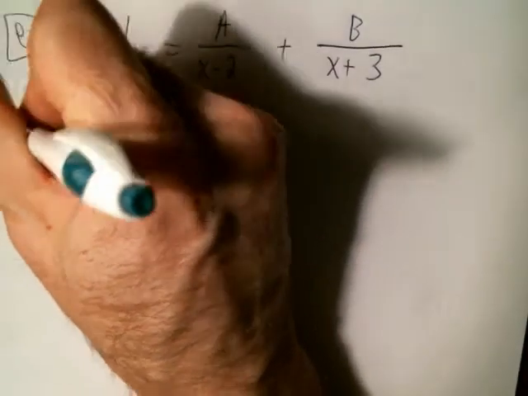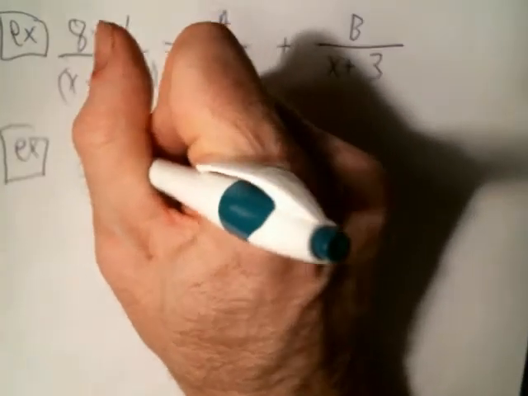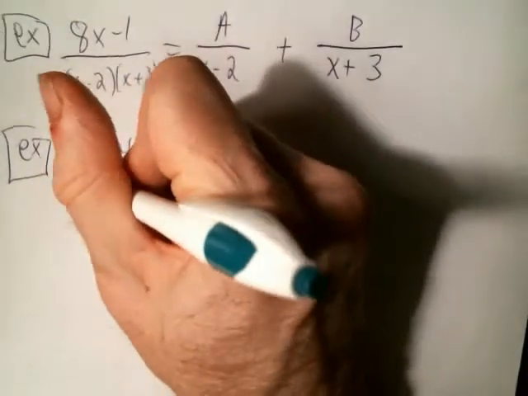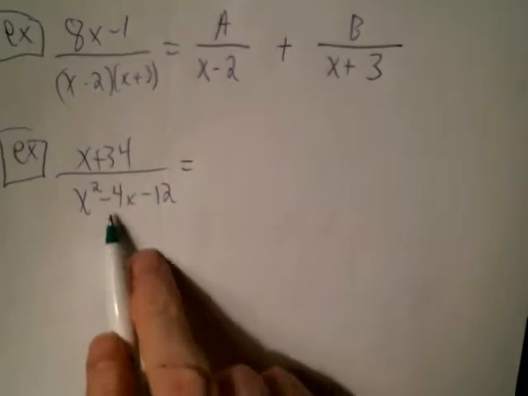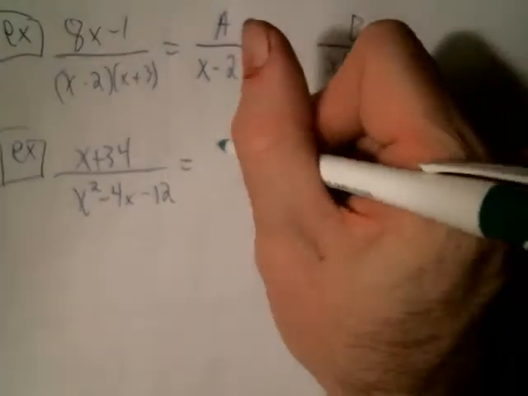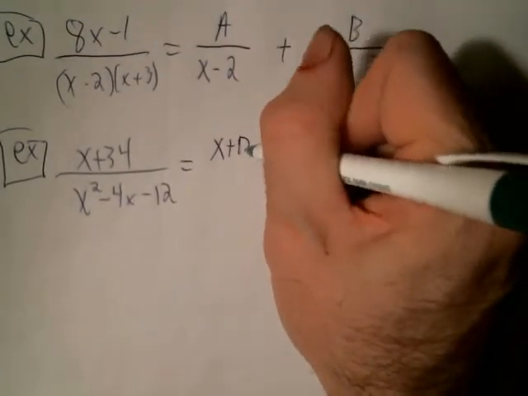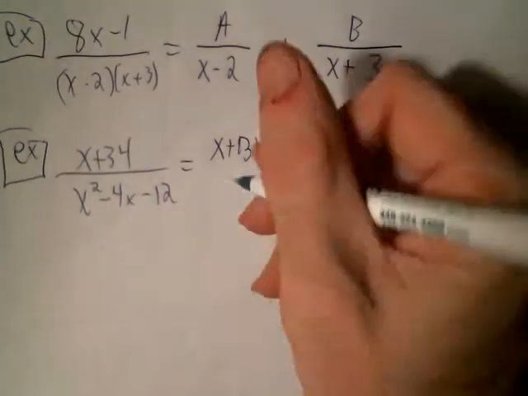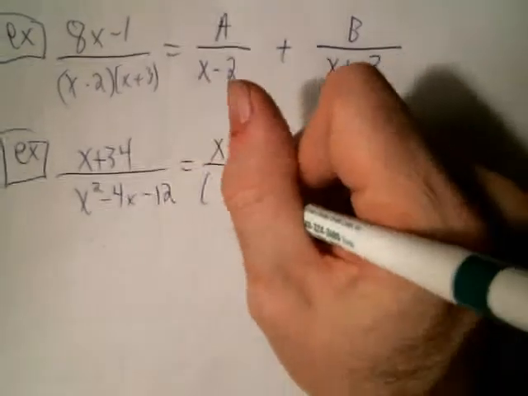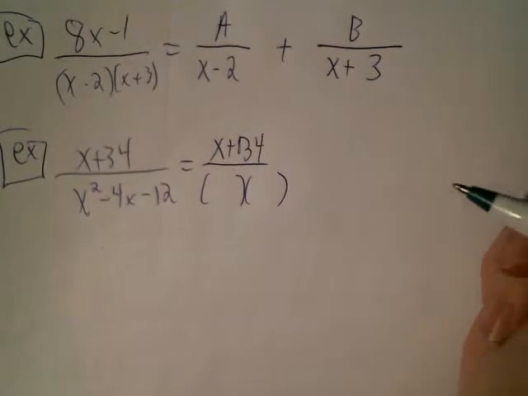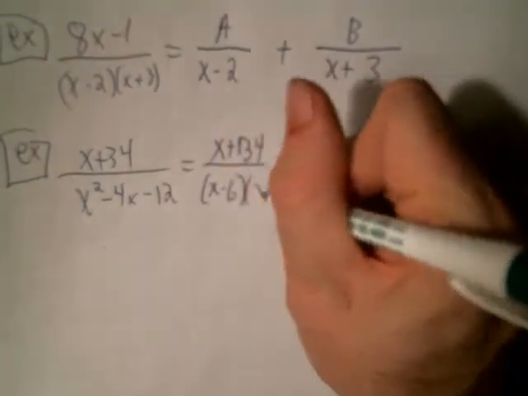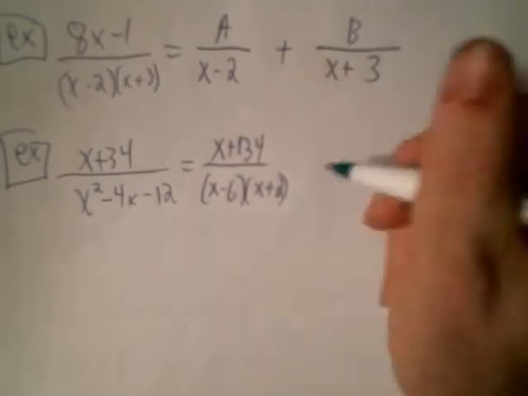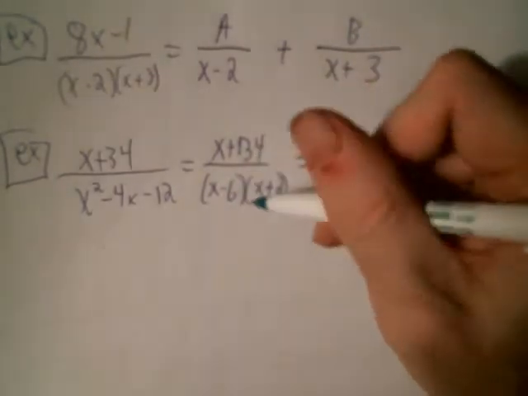Some more examples just to convince you. Here's x plus 34 all over x squared minus 4x minus 12. In this case, you have to factor the denominator first, right? Because right now it looks like it's a quadratic factor, but in fact you can factor it into two linear factors. So you'd have x minus 6 and then x plus 2. Okay? And sure enough, these are both linear.